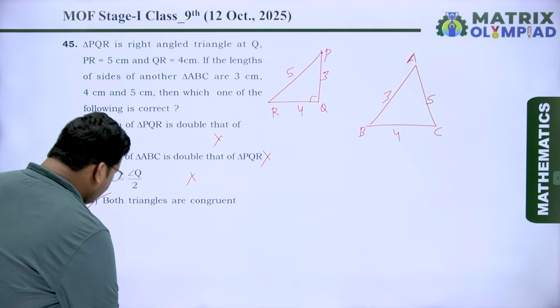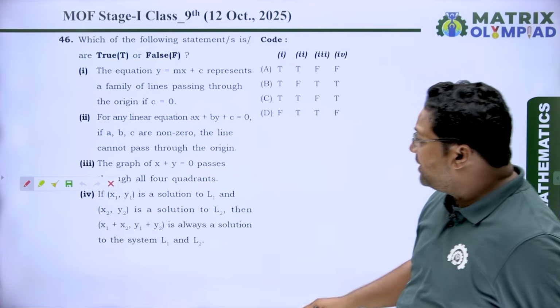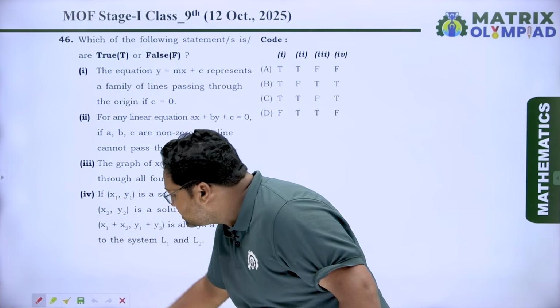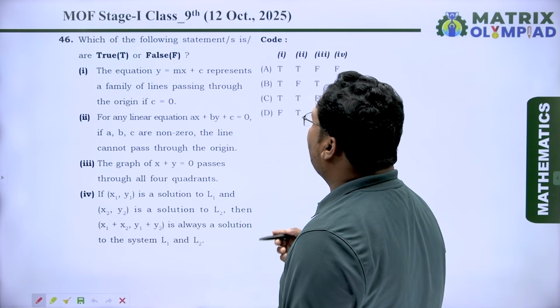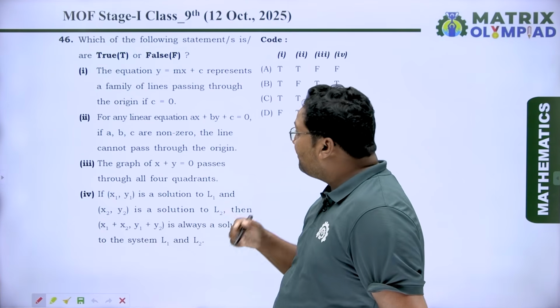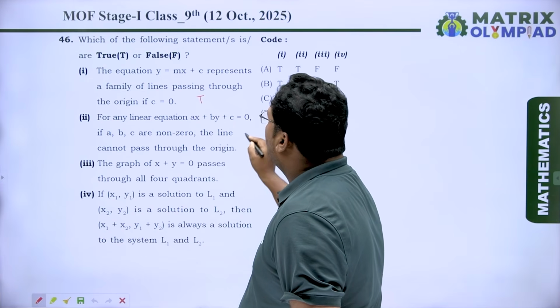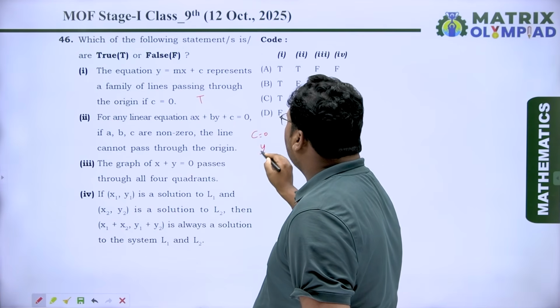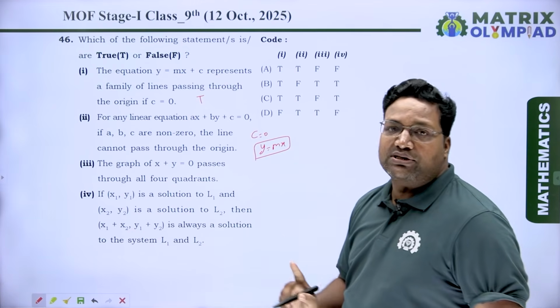Now coming to the next question. The next question is a true false question. Four statements are given and we have to tell whether each statement is true or false. So the first statement is: the equation y equal to mx plus c represents a family of lines passing through the origin if c equal to 0. It is a true statement. When c equal to 0, y equal to mx always passes through the origin. So it is a true statement.